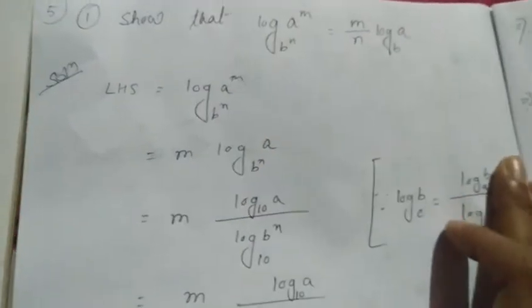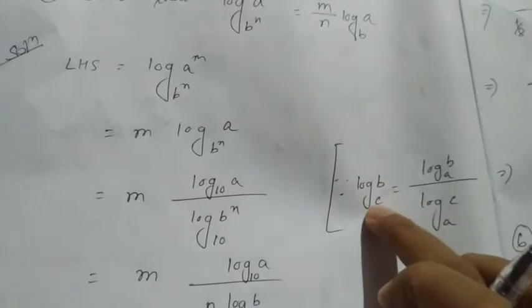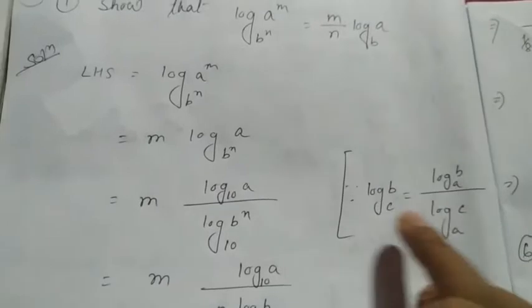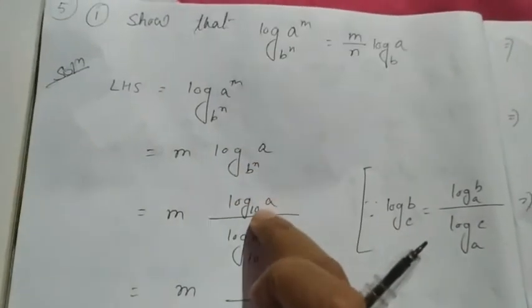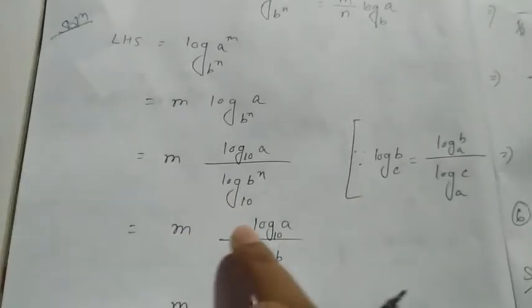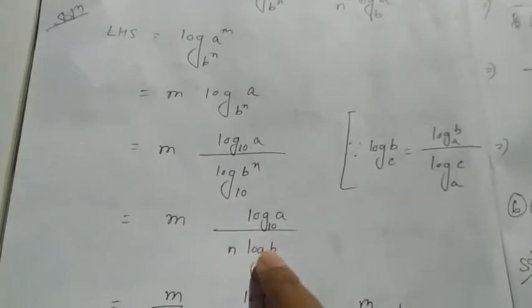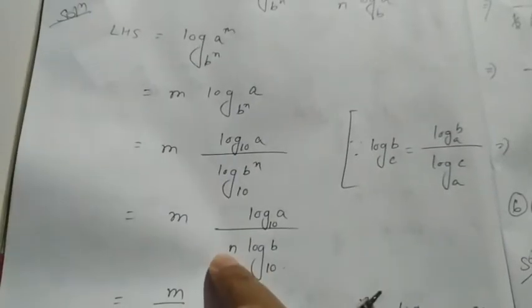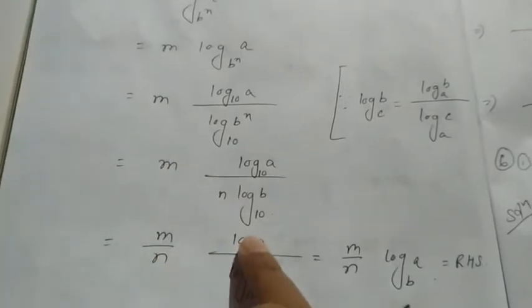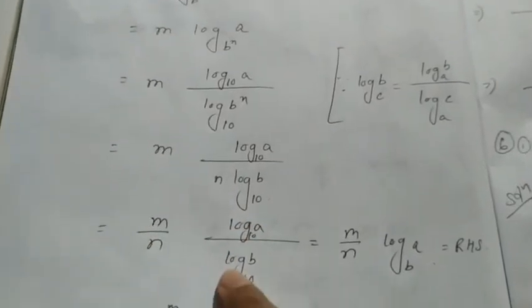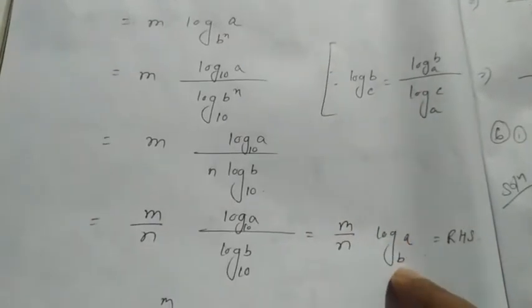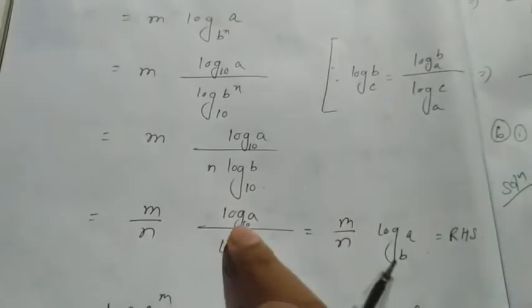Now you see, we know the formula, log b to the base c is equal to log b to the base a divided by log c to the base a. So it is also log a to the base 10 divided by log b to the power n to the base 10. So it is m log a to the base 10 divided by, n will come before the log, n log b to the base 10. So it is equal to m divided by n, log a to the base 10 divided by log b to the base 10. So equals m by n into log a to the base b. This formula is used again.